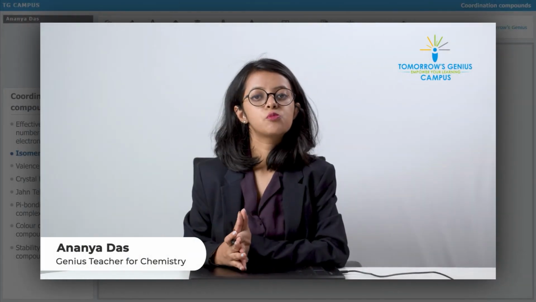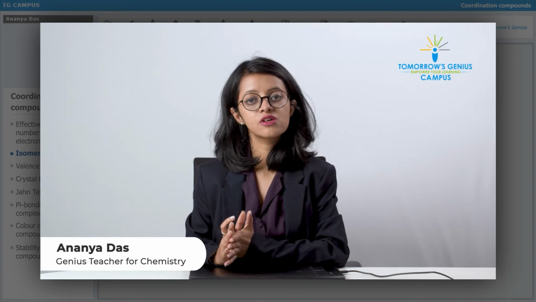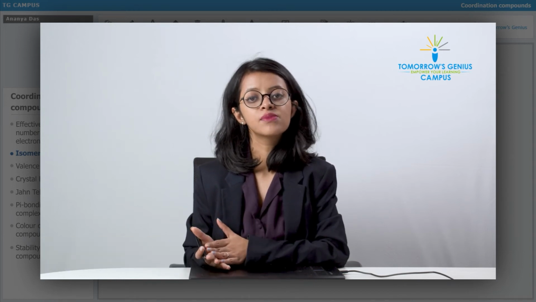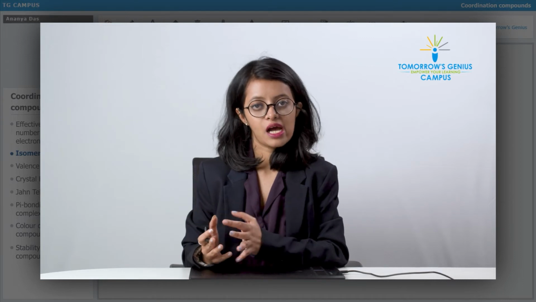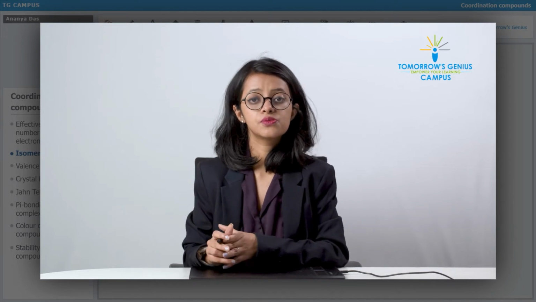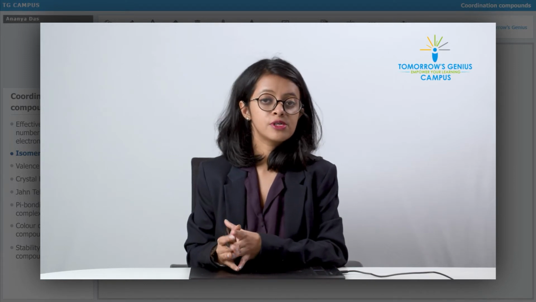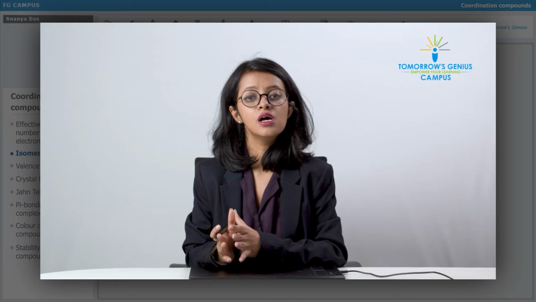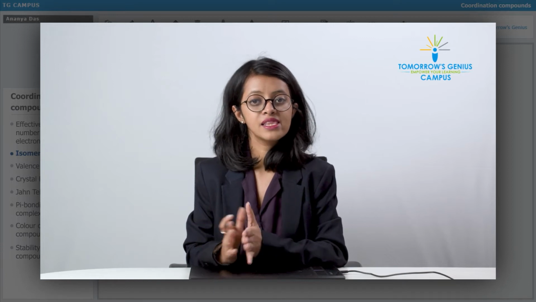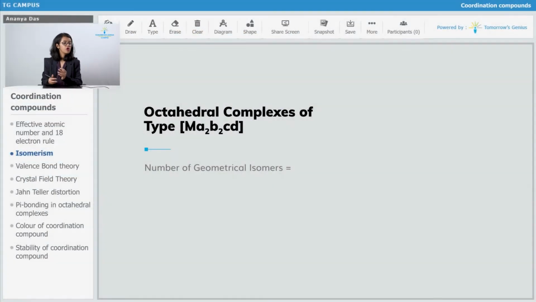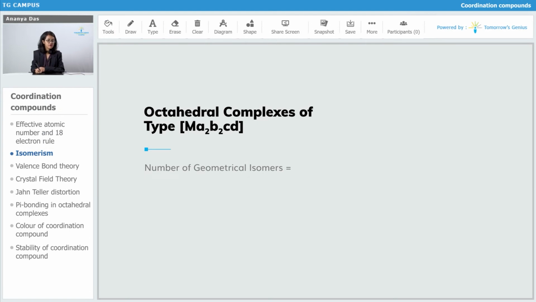Now we have seen the possible pairs for the octahedral complexes of the type Ma2B2CD. Now let's come to the calculations, that is the calculation of the geometrical isomers, optical isomers, enantiomeric pairs and stereoisomers. We know that the number of geometrical isomers is equal to the number of possible pairs, and the number of possible pairs for your octahedral complex of Ma2B2CD was 6. So the number of geometrical isomers is also 6.